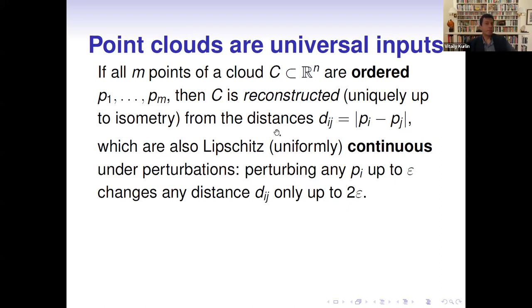So this invariant based on distances also has one more important property, which is called Lipschitz continuity. Here I informally state it as perturbations up to a constant. When we perturb any point up to Euclidean distance epsilon, which means that we shift a point in a small ball of radius epsilon around this point, then what happens with distances? Hopefully you can imagine, if you have two points and each of these points is shifted by epsilon, then the distance between them changes up to what number?